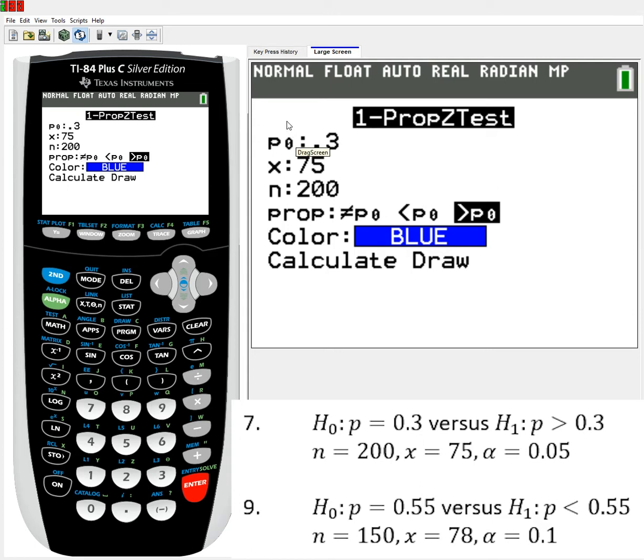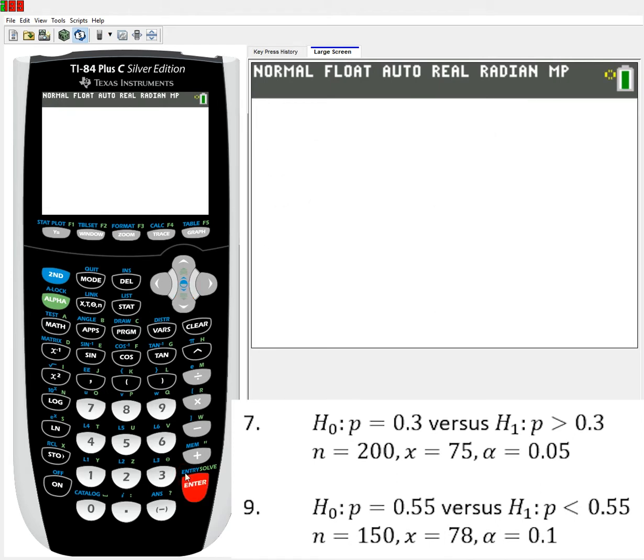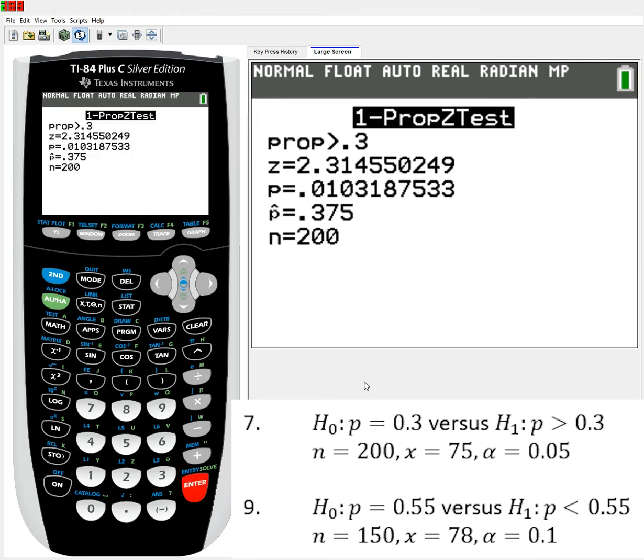Now again, we're going to focus on the p-value testing here, but if you use the test statistic method, you can also use this program to find the test statistic and move from there. Our alternative hypothesis says that p is greater than 0.3, so we're going to keep it on this third option. If you don't have it already, go over and hit enter on that. And what we're going to do is calculate this. You can draw it as well if you so please, but calculate should be enough for us.